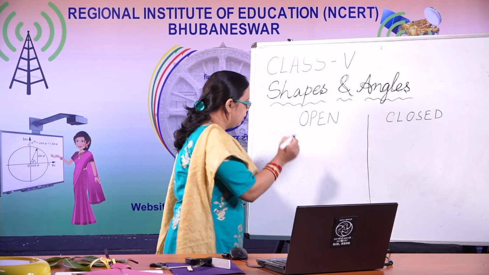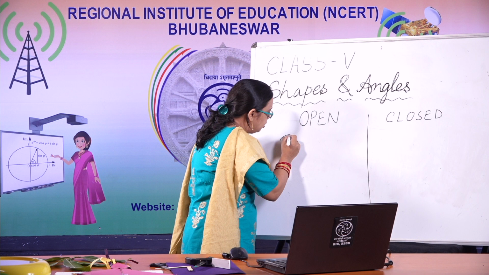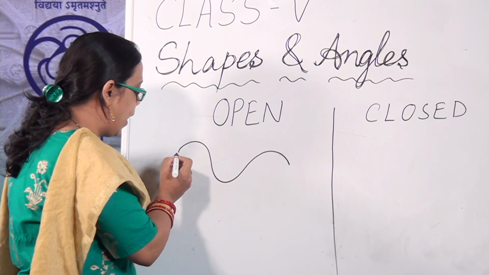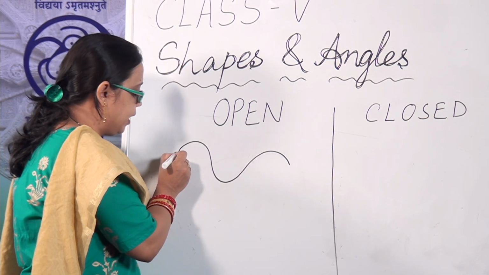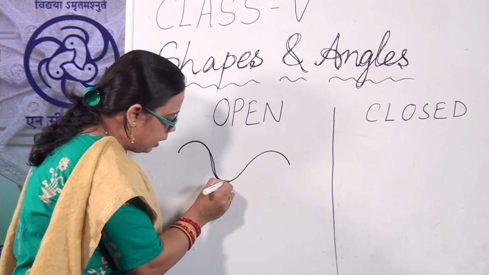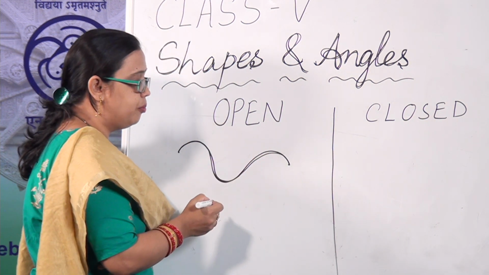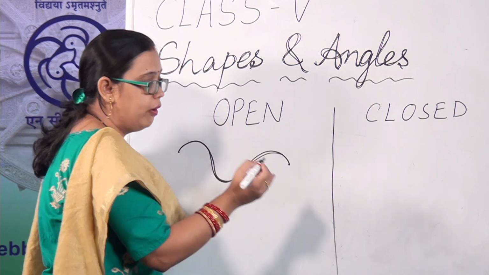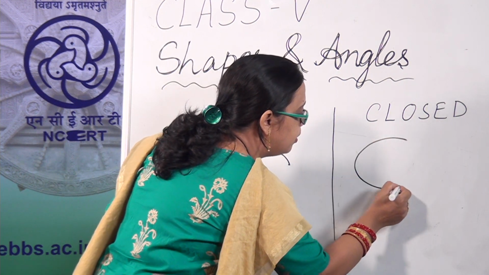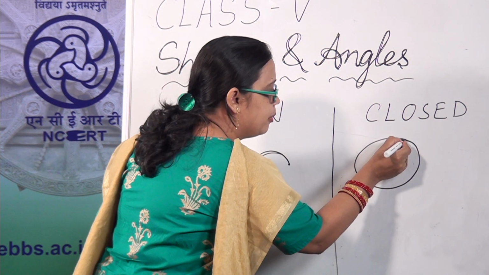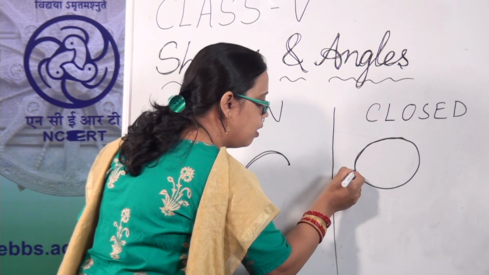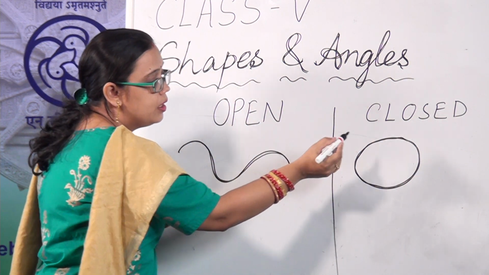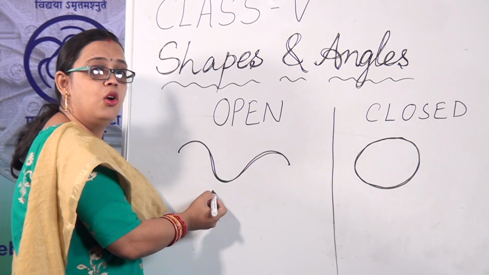See, here I am drawing some curves. Is this closed? No. Why? See, I have started from here. This is my starting point and I have done like this and this is my ending point. Do they meet? No. So, this is called an open shape. Whereas, if I draw the same curve like this, see, where I have started from this point and ended at the same point. So, this is a closed shape and this is an open shape.